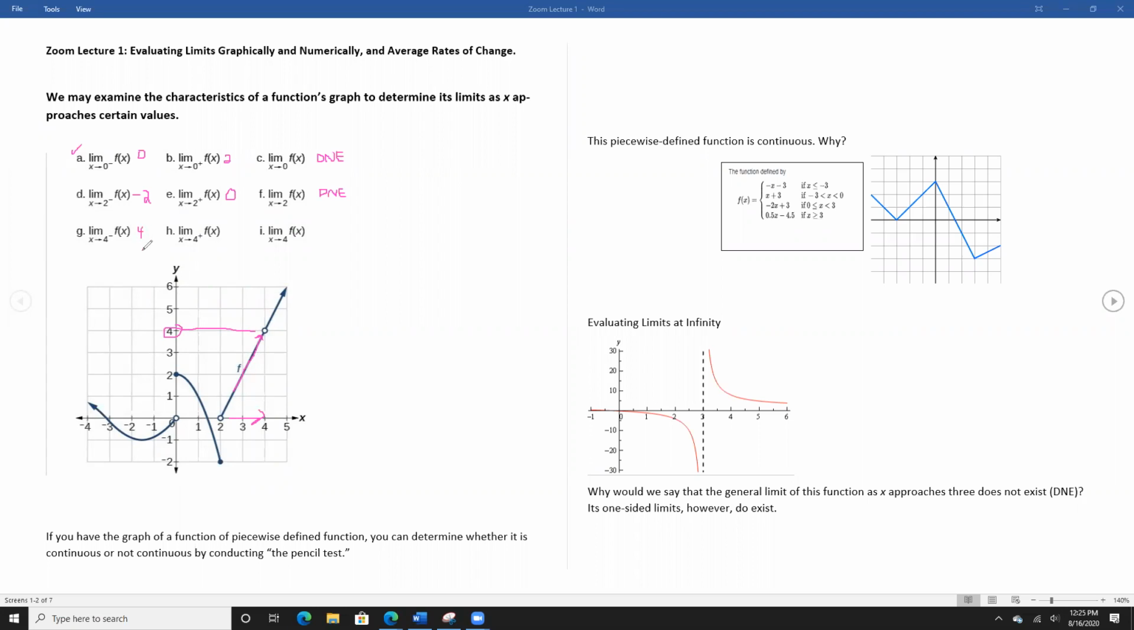And if you are approaching from the right side, coming in from this direction, let me change colors here. If we are approaching 4 from the right side, then the y values are coming down toward 4. So the limit as you approach 4 from the right is also 4. And since those limits agree from both directions, the limit in general as x approaches 4 would be 4. So this is an example of how you would evaluate limits from the left, from the right, or in general using a graph.